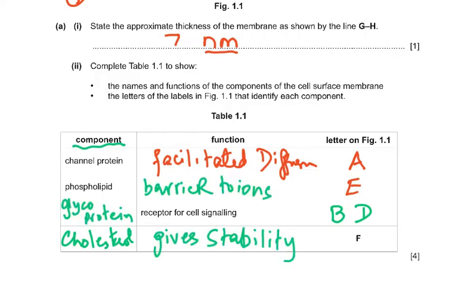So once again, now that I've written all of these: channel protein, facilitated diffusion, A. Then phospholipid is a barrier to ions, or you can say it's a barrier to water soluble substances. You can say it allows diffusion of non-polar substances, allows fluidity, provides stability, forms a hydrophobic core. All those things you could have said. Then glycoprotein is a receptor for cell signaling, B or D. You have to write both of them, B and D, to get the mark for that. Cholesterol gives stability, and that was F. So 4 marks for these 4 lines.